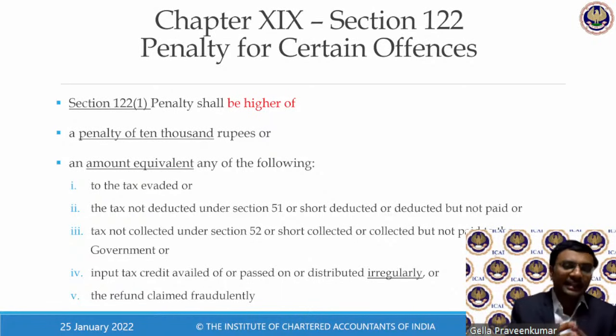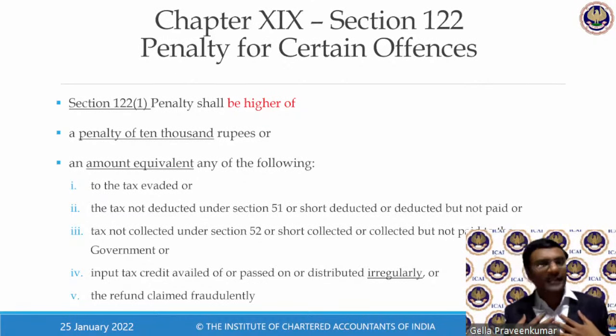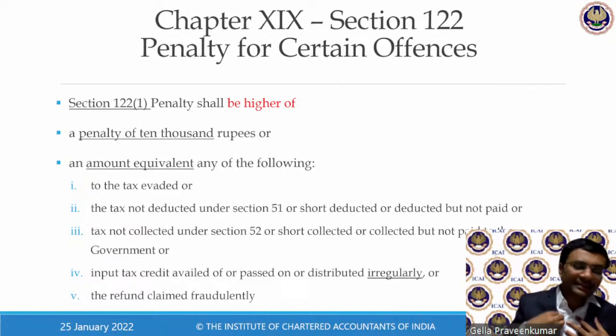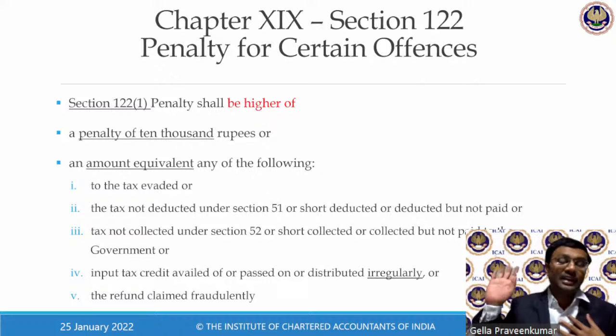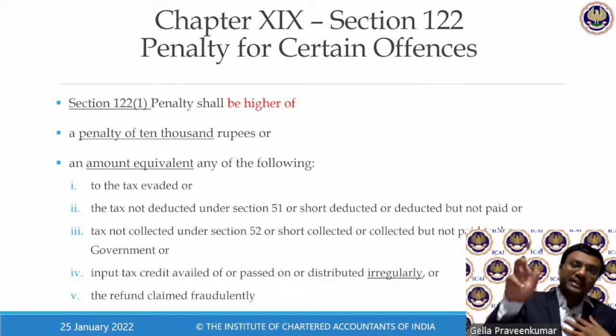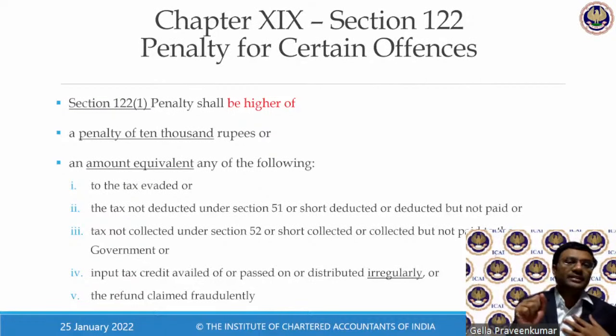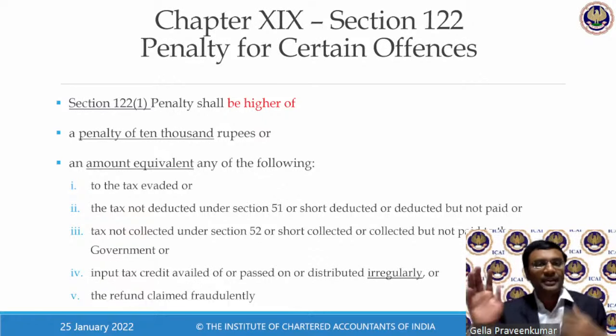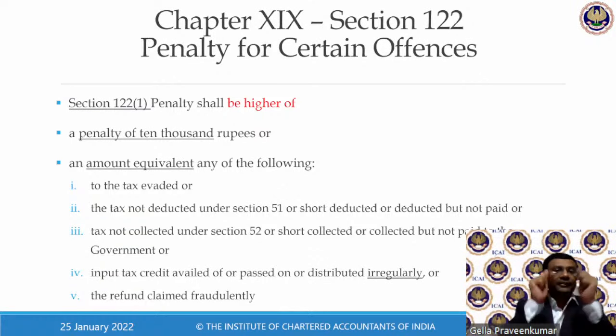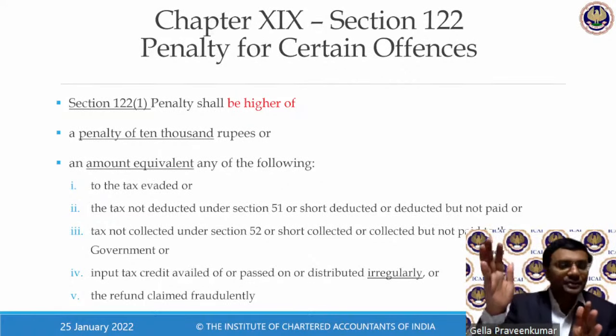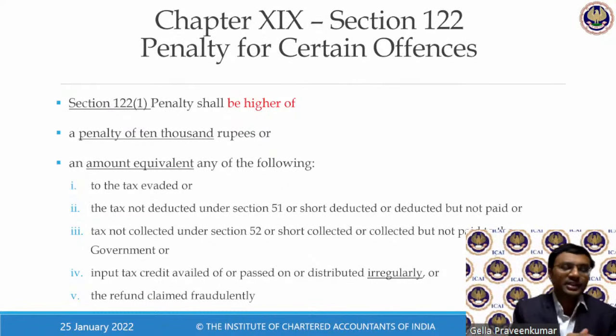Like Namita said, I'm a person registered under Section 10, as a composition registered person, and I should not collect tax. I have collected tax in contravention of the law. So what does the law say? A penalty equivalent to 10,000 or the tax evaded. As a composition person, I have collected and not paid that tax, so the tax which was evaded will be subjected to recovery.